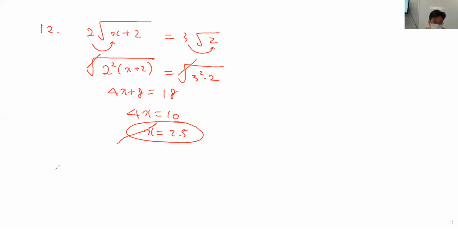Okay, 13. Yeah. 13 seems really, really complicated, but then it's not really difficult. So just follow all the rules and what we know.